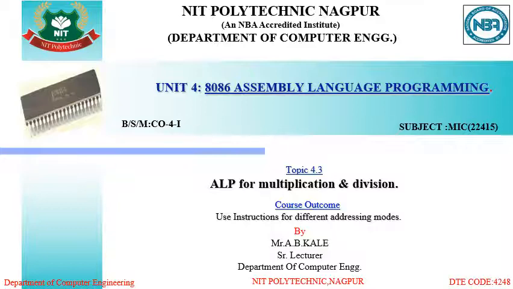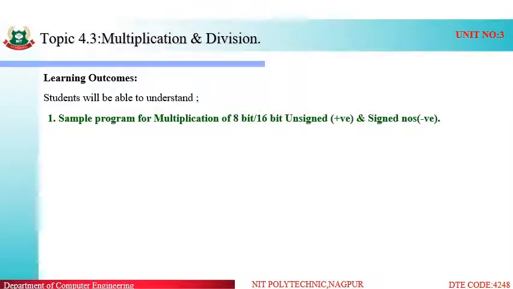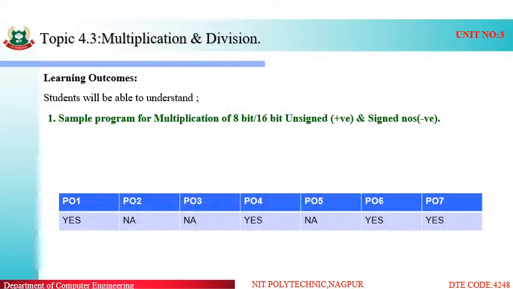Course outcome of this unit is use instructions for different addressing modes. Now learning outcomes. The learning outcome of this video includes we will study a sample program for multiplication of 8 or 16 bit unsigned numbers as well as signed numbers. Now what are these unsigned and signed numbers we will see in the subsequent slides. POs mapped are PO1, PO4, PO6 and PO7.